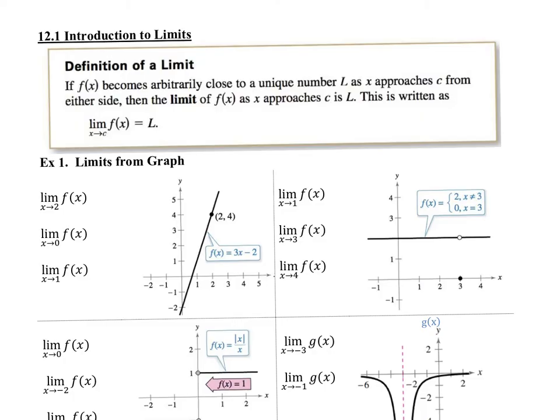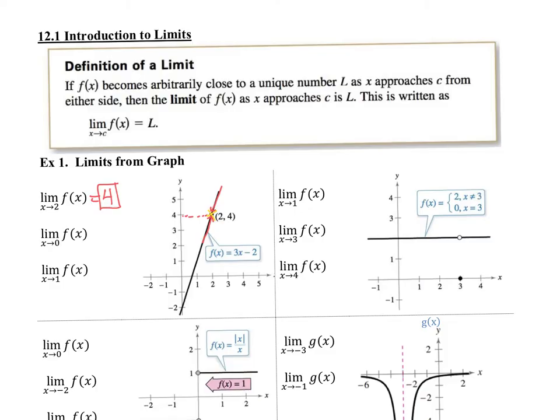So I'm going to trace this graph, and I'm going to go towards the x equals 2 point, which is right around here. So if I come from this side, it looks like the y value is going to be 4. If I come from the opposite side, it also looks like the y value is going to be 4. Now, I don't actually care what's happening at the point. Sometimes there's no point there at all. But because the y value appears to be approaching 4 as x approaches 2, then the limit as x approaches 2 is 4.